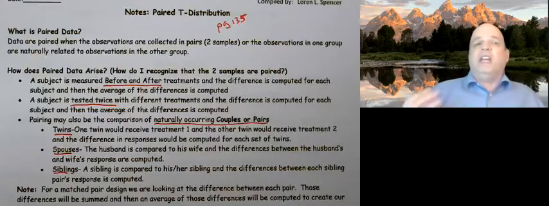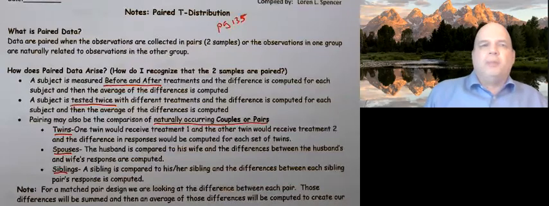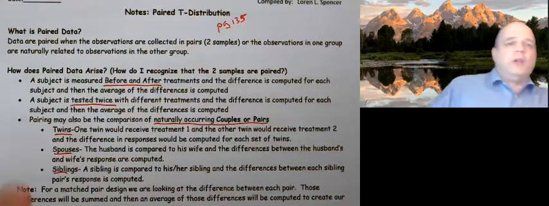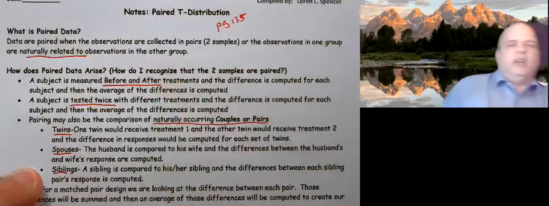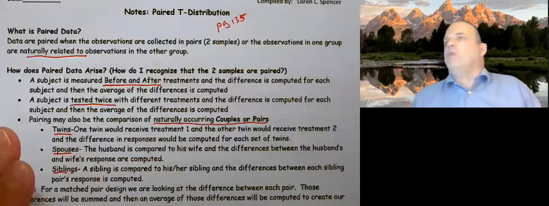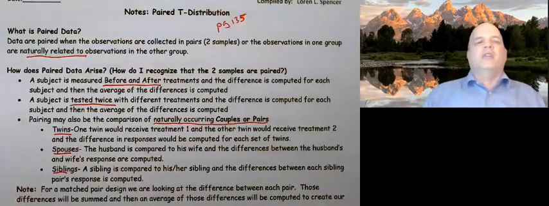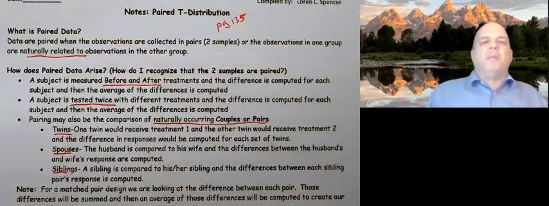Data is basically paired when the observations are collected in pairs, two samples or observations in one group that are naturally related to observations in another group. Now, I don't know about you, that's a mouthful of words that doesn't make a whole lot of sense. So how do I recognize when paired data arise?